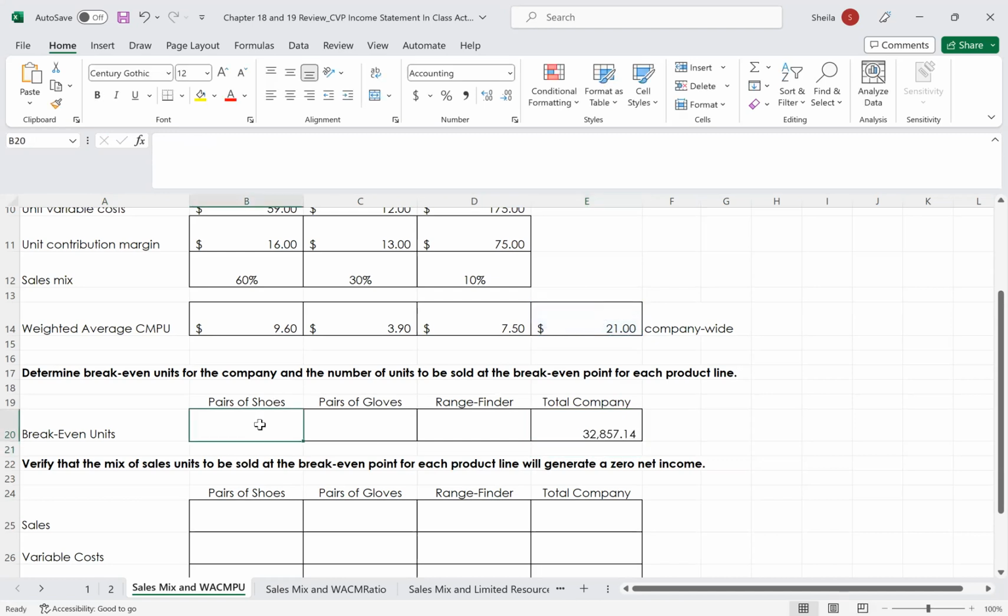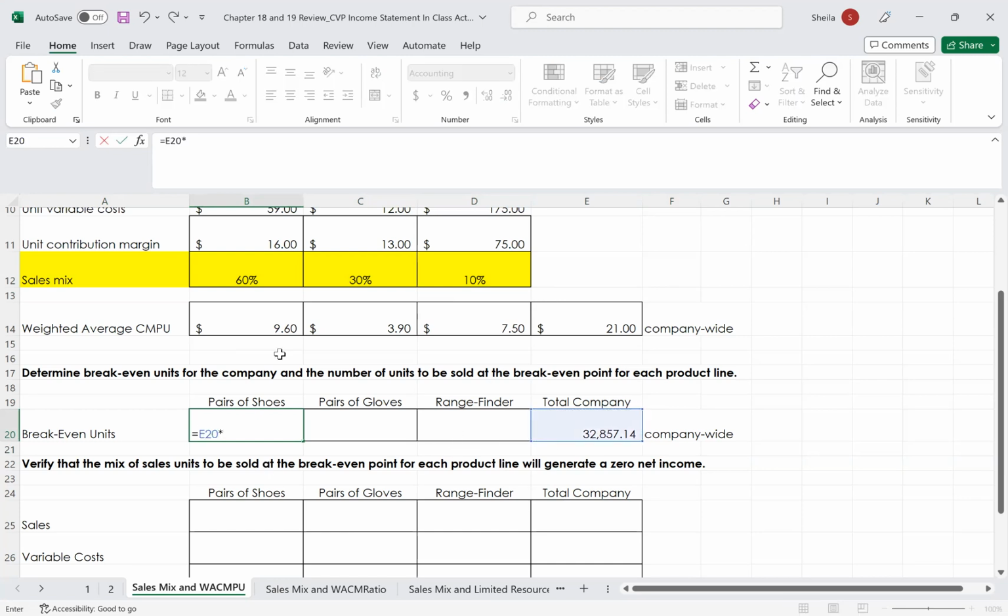So now I'm going to look at my break-even units per product. Now, this gives me my company-wide unit sales that are required. I can now go back and apply my sales mix right here to each of those products to be able to figure out, on a company-wide basis, how much I need to sell of each product.